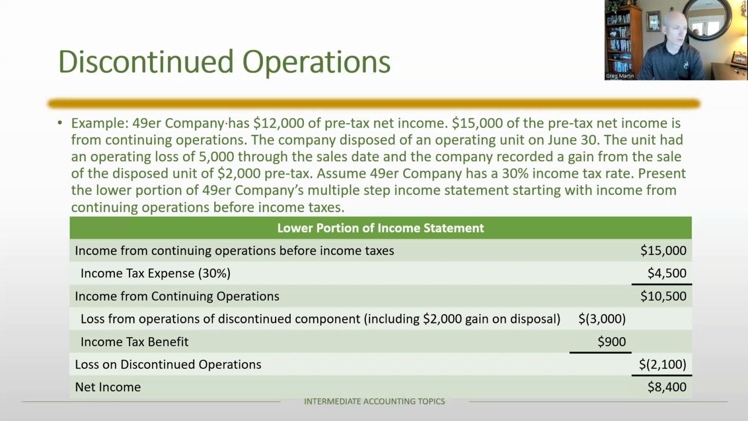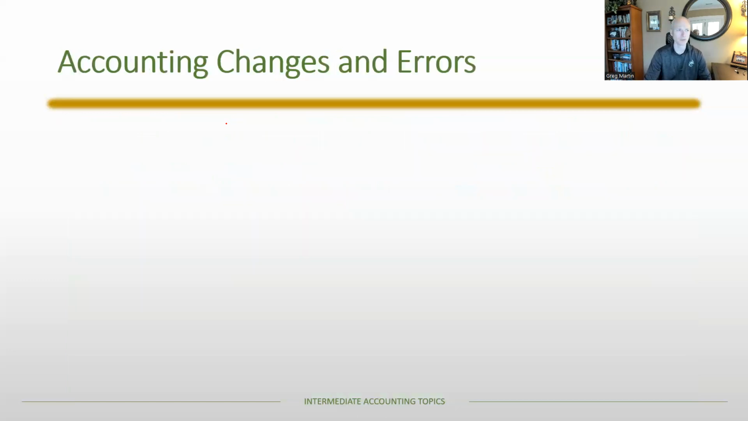All right, so next section, I think we have time, probably not EPS, but we will at least, I think, get through this. Later on, there's a longer discussion of how we account for changes and errors, but we do at least want to introduce it here. And so there are different types of changes. One is called a change in accounting principle.